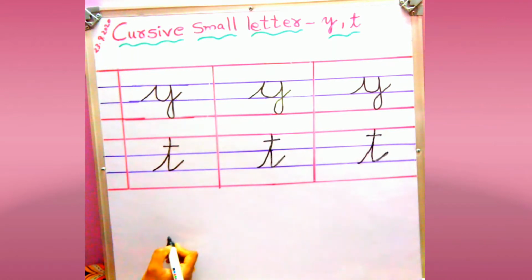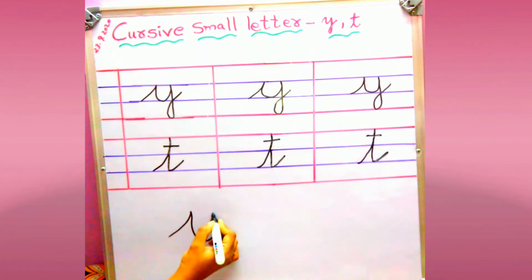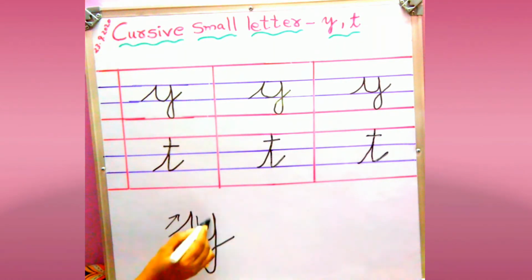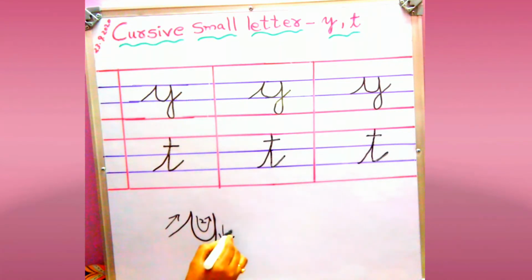Okay children? First you have to draw a slanting line and a U curve and a standing line and a loop up to here. Okay children, this is the first step, this is the second step and this is the third step and this is the fourth step.